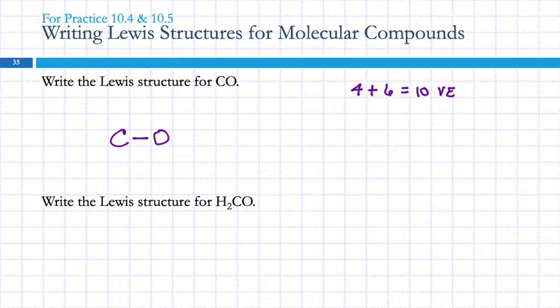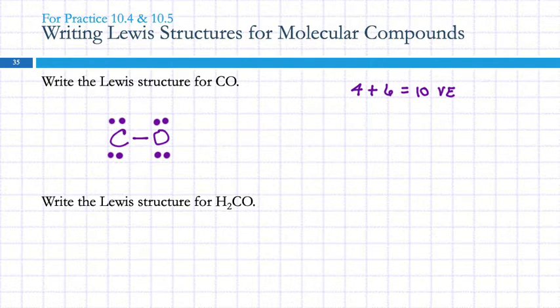Now I'm going to start putting valence electrons around here. And I do it by counting by 2. So here we have 2 for this single bond. So that's 2, 4, 6, 8, 10. I ran out of electrons and nobody has an octet. So what that means is we need to do more sharing.